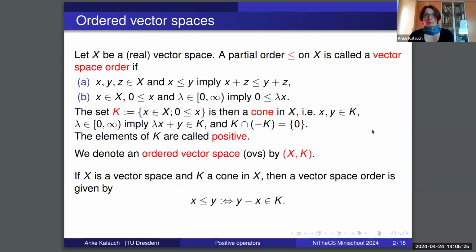The concept of these ordered vector spaces and the concept of cones, this is one-to-one. It doesn't matter whether you start with a vector space order and then take the set of all positive elements, or whether you start with a cone with these properties. Then you can introduce a partial order by x less or equal y if and only if the difference is in the cone. So these concepts are one-to-one. Good.